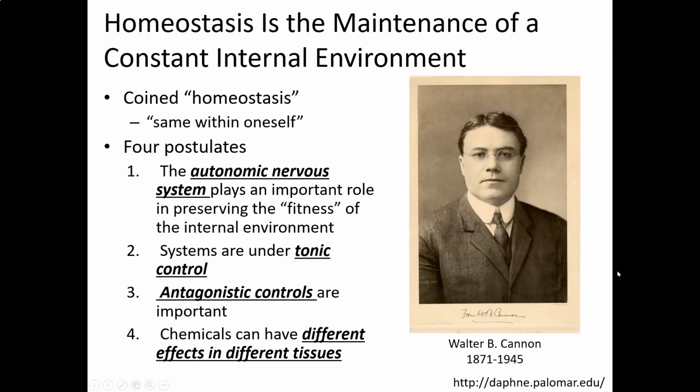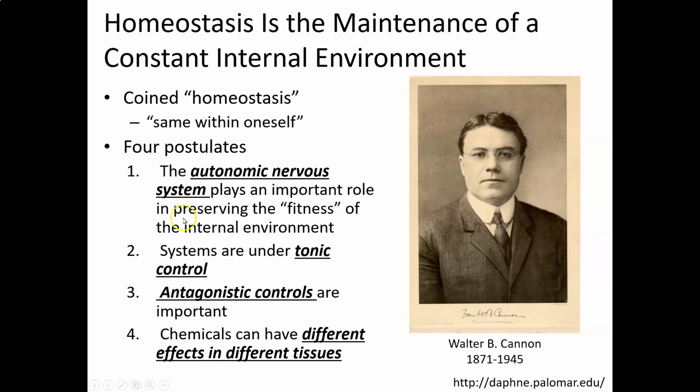Perhaps the most influential person in the homeostatic field, though, is Walter Cannon. Cannon did a number of different things, including coining the term homeostasis. He meant it to mean staying within oneself. He also came up with the term fight or flight, which you might have heard in previous classes. And he also came up with 4 postulates. He did this in the late 1800s, early 1900s, before we actually had evidence for all these postulates.